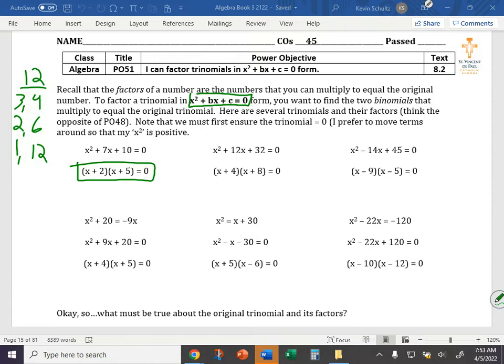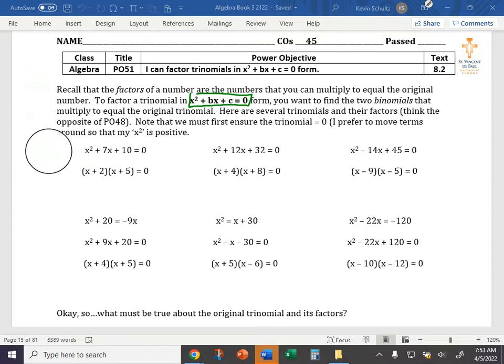What I want you to do is look at those binomial answers and see if you can come up with any connections, any patterns. Why are the factors of x squared plus 7x plus 10 x plus 2 and x plus 5? What do you notice about that? How do we get x plus 4 and x plus 8 as factors of x squared plus 12x plus 32? Where do x minus 9 and x minus 5 come from as factors of x squared minus 14x plus 45? Anything that stands out to you, anything that seems coincidental or peculiar?